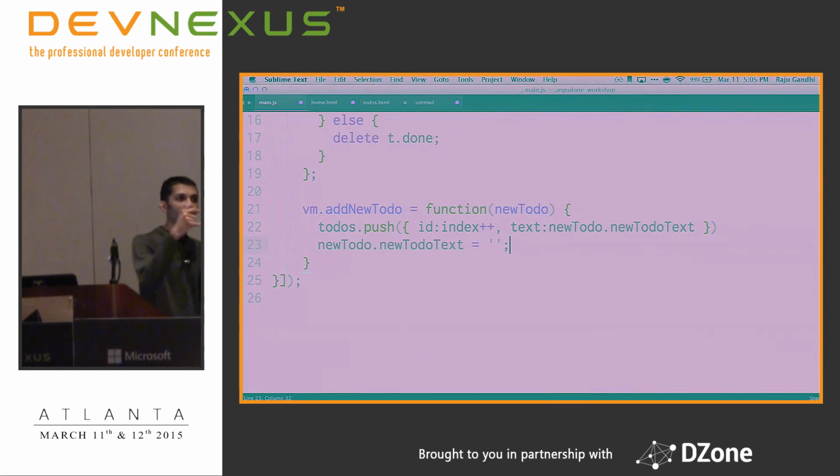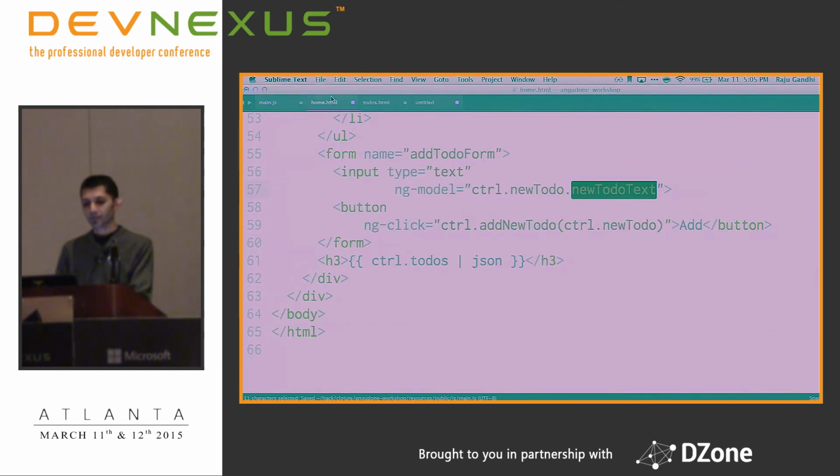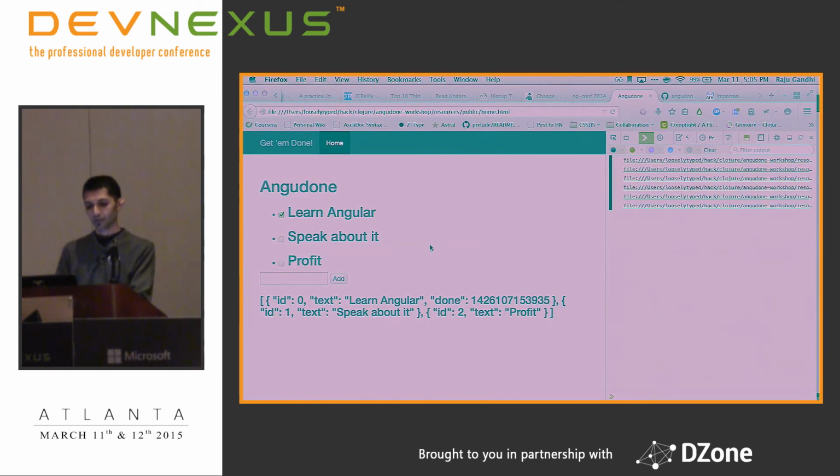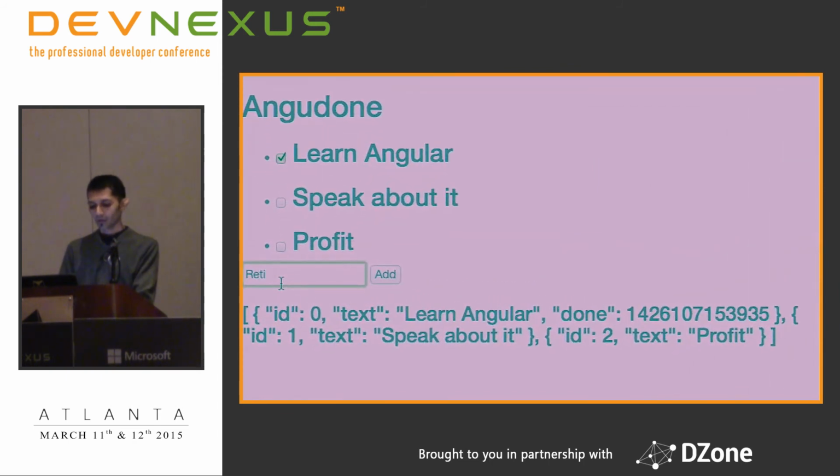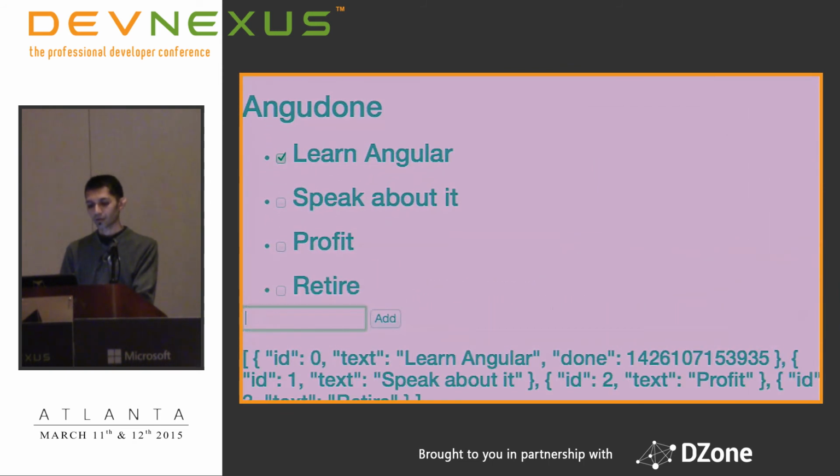I've got a reference to that property. I can blank it out. I can delete it, right? Don't delete it. Bad things will happen. But anyways. Okay, so save, refresh, retire. Oh, let me zoom in a little bit. Retire, and it's blanked out.